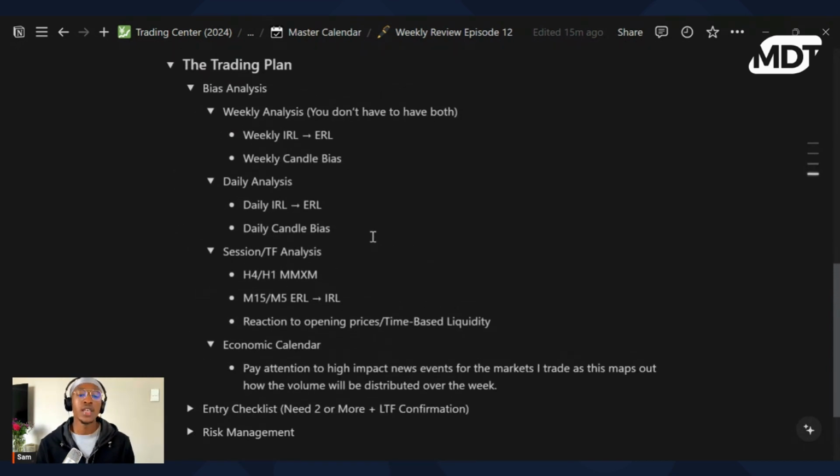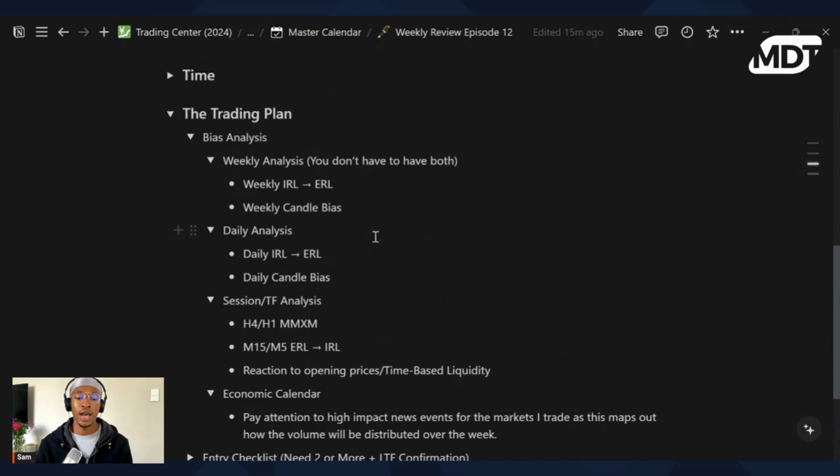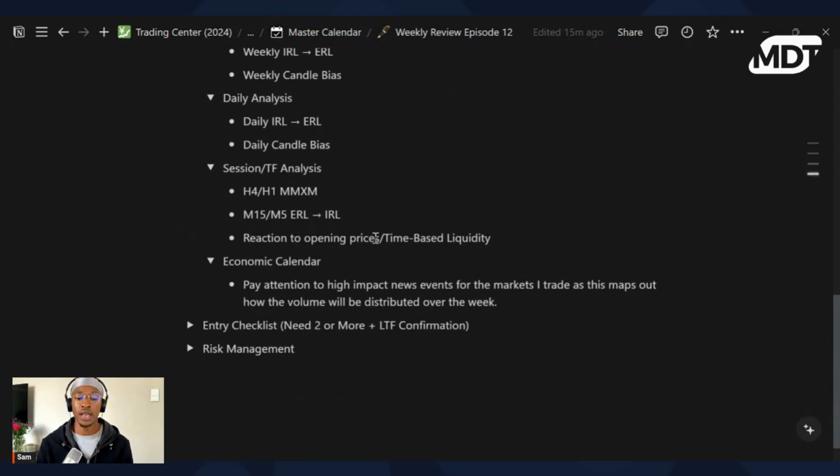Once I've done that higher time frame analysis, either weekly or daily, and I've got sentiment there, then I'm looking for my H4 or H1 market maker models. And again, I'll look at these a bit more on the chart. Once I've got those market maker models confirmed, the 15-minute or 5-minute external to internal range liquidity, which is basically structure, and then also monitor how price reacts to opening prices or liquidity.